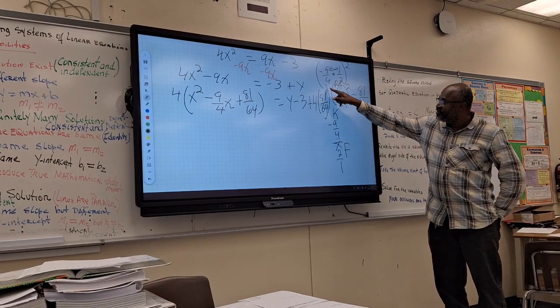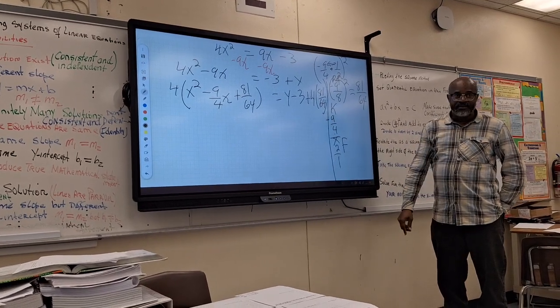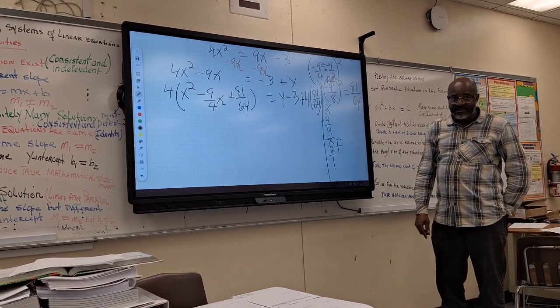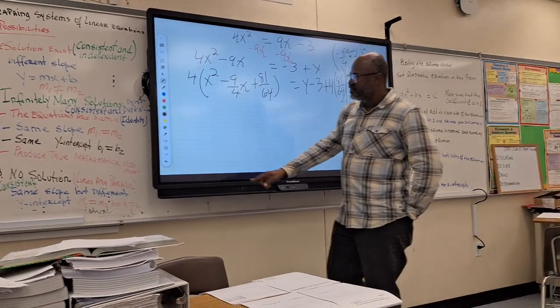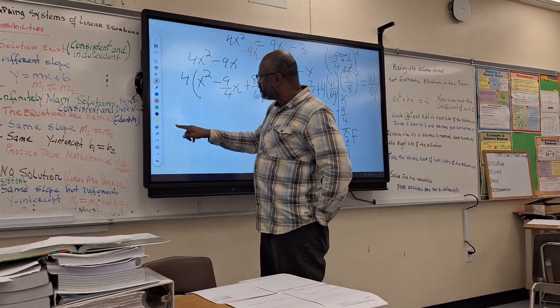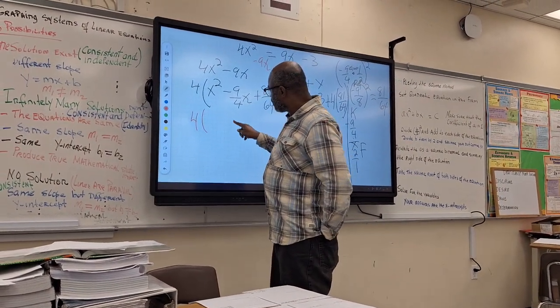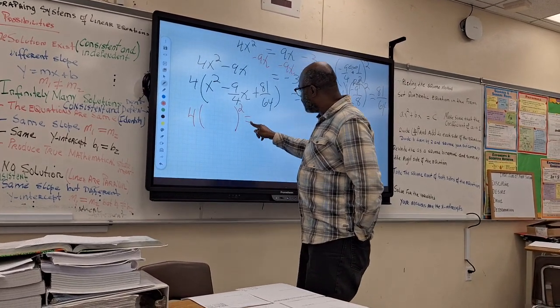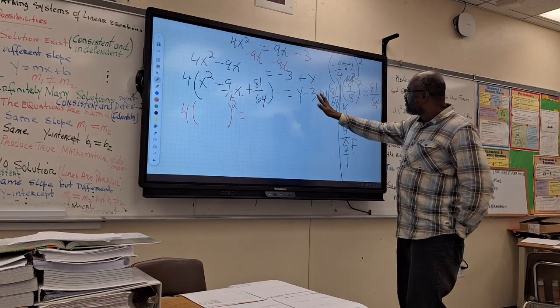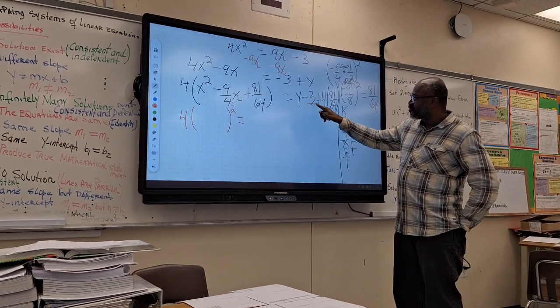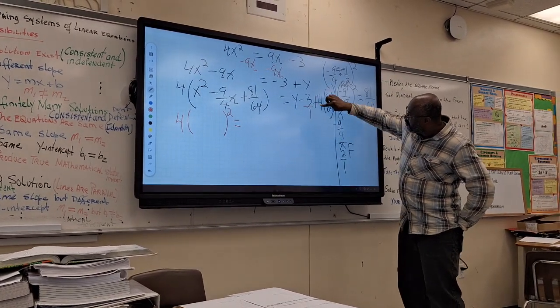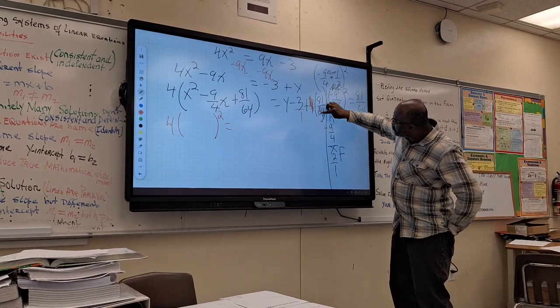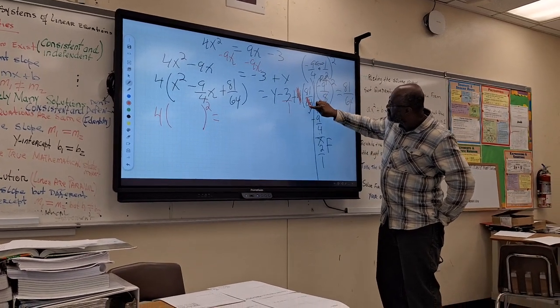So far, so good? Make sense? Since this is a perfect square trinomial, we're going to square that. Your problem here now is to simplify that. You can put this over 1. The 4, let's go to 64. How many times?